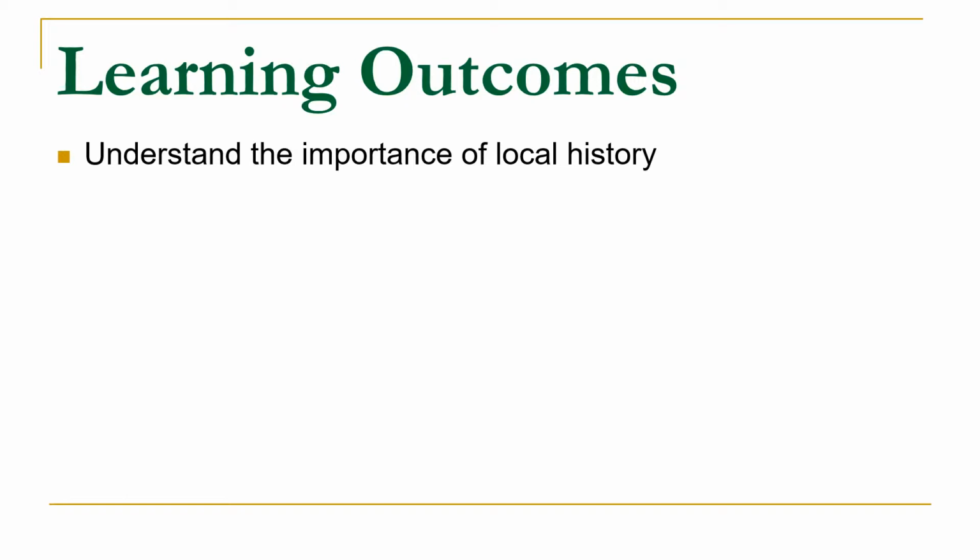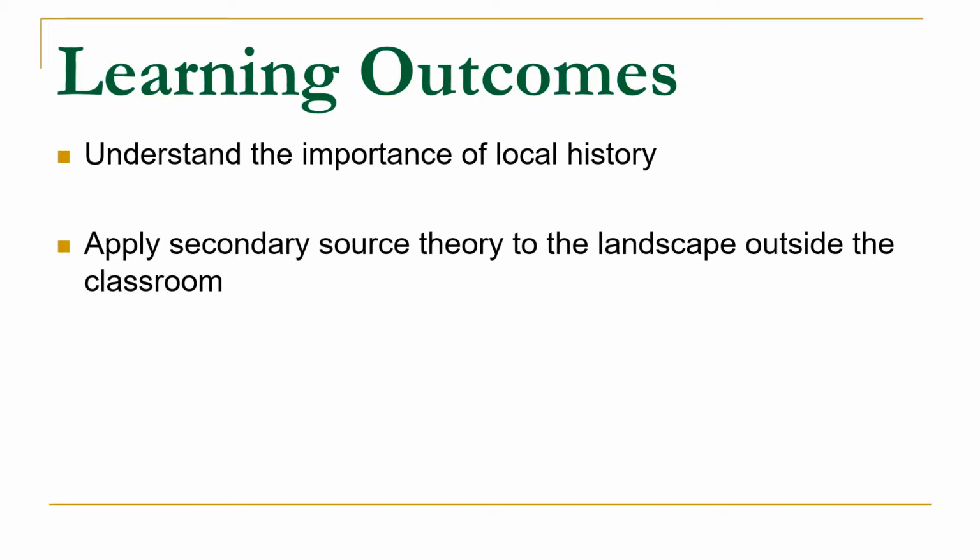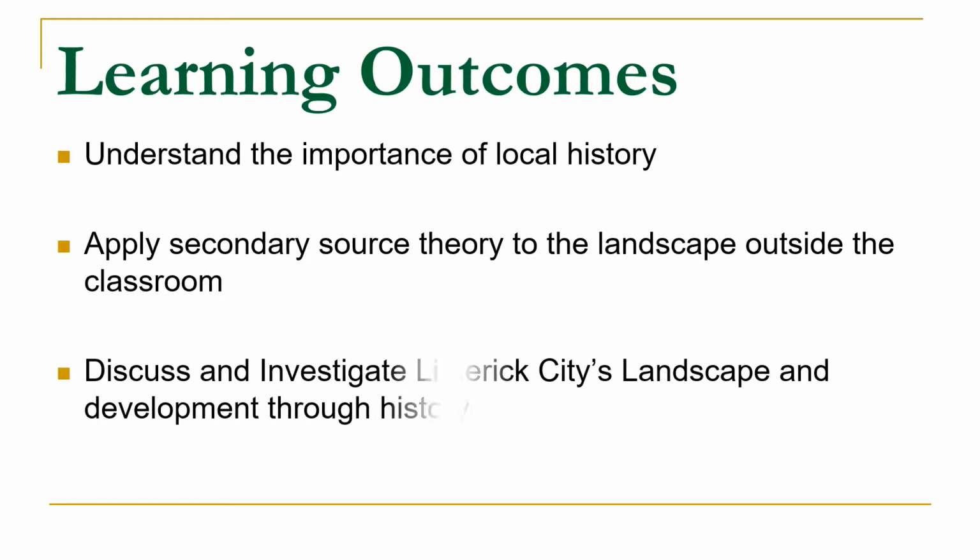Our learning outcomes for both today's class and of the field trip are as follows. To be able to understand the importance of local history, why it is important to study local history, we will look at this in our rationale. To be able to apply secondary source theory to the landscape outside the classroom, so what we look at in our maps, our textbooks, can we apply this to the local landscape? And also to discuss and investigate Limerick City's landscape and its development down through history. So this is where our investigative skills come in, and also our group work skills.